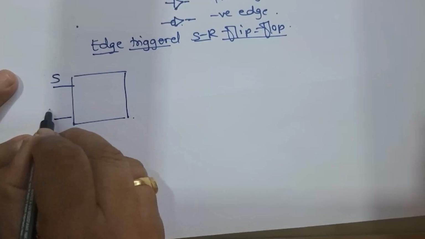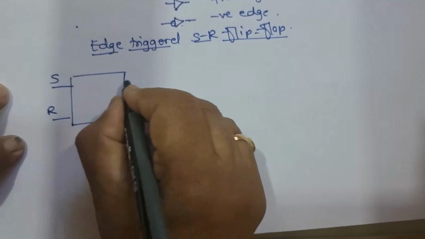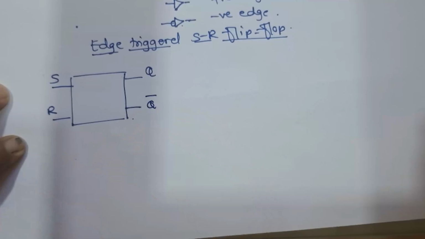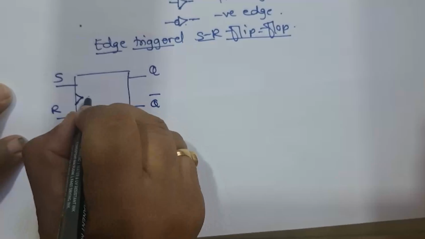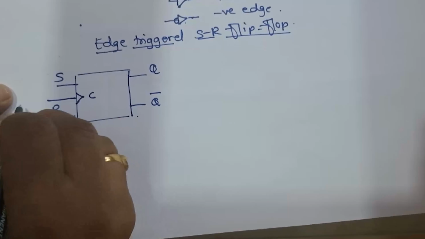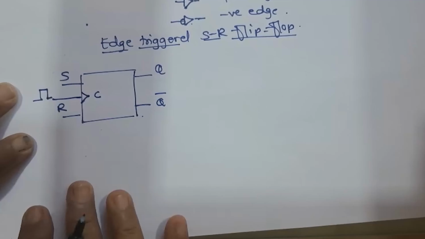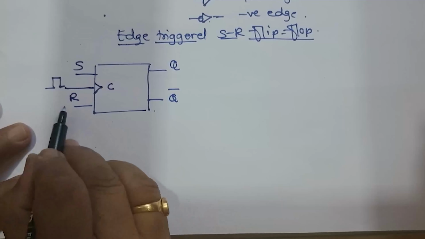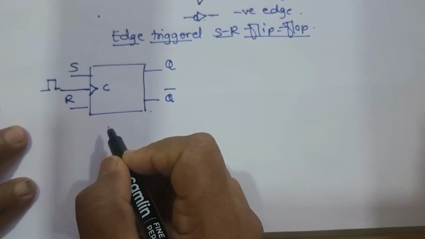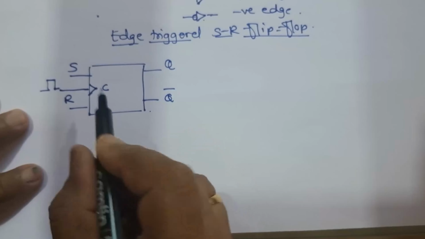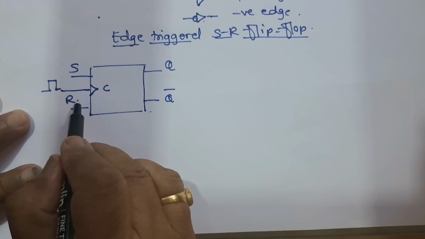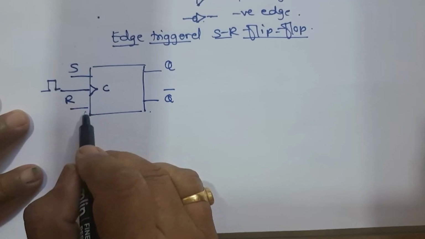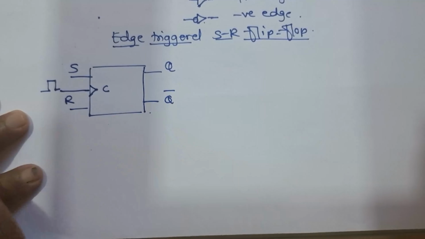This is S, this is R, Q and Q bar are the outputs, and triggering will be denoted like this at the clock pulse, where this is the clock pulse provided in this fashion. So here this is a positive edge triggered SR flip-flop. Now S and R are the control signals which are synchronous control signals along with the clock. Without a clock pulse, S and R inputs cannot affect the output of the flip-flop.